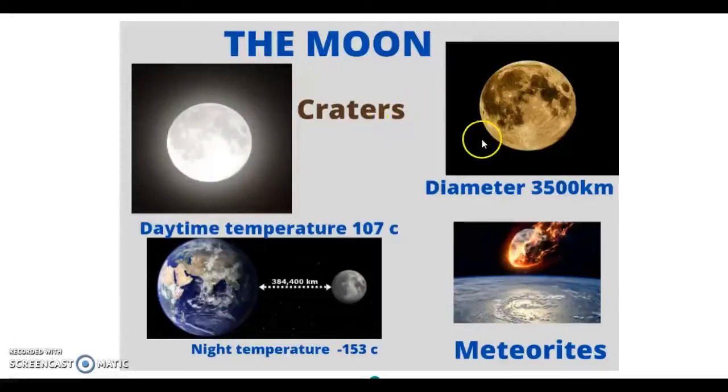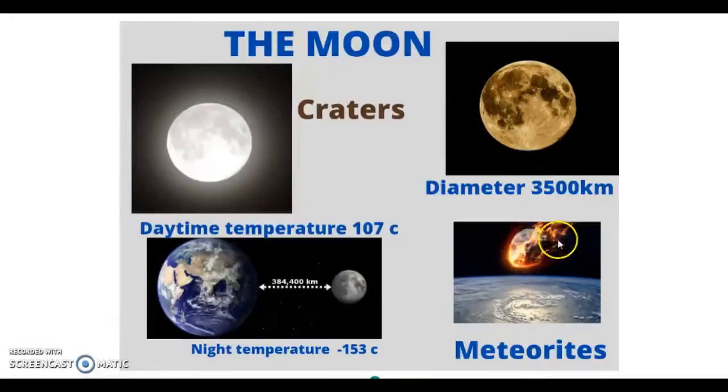Let's come to this picture. It shows the picture of the moon, and it tells us the diameter of the moon. The size of the moon is smaller than the earth. How many times is it smaller than the earth? It is 4 times smaller than the earth. So what is the diameter of the moon? Yes, it is 3,500 kilometers. So it is 1/4 of the earth's diameter.